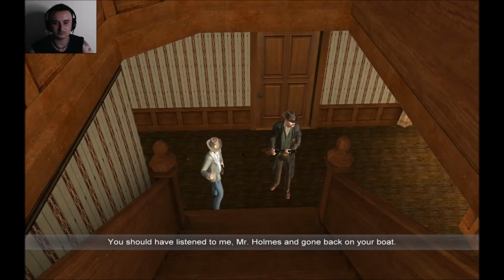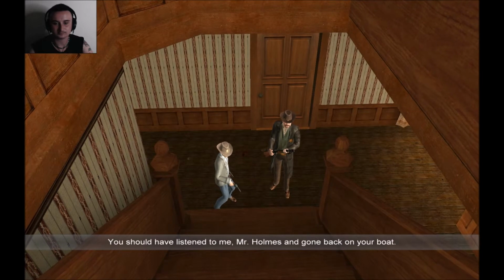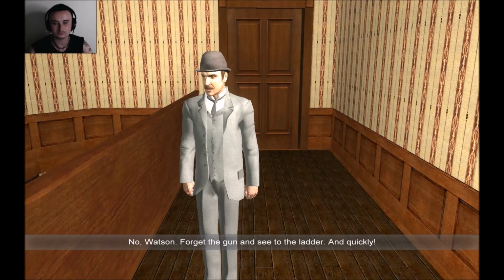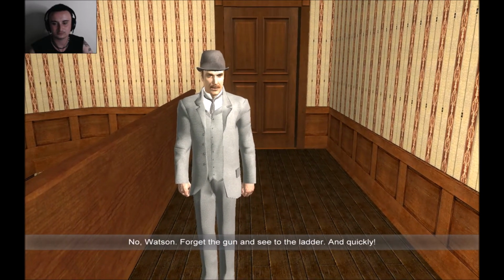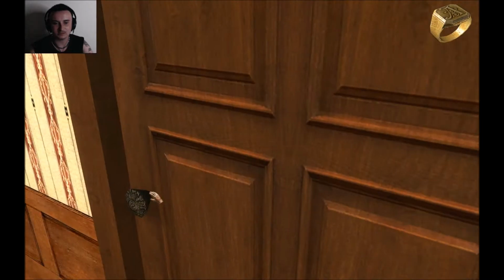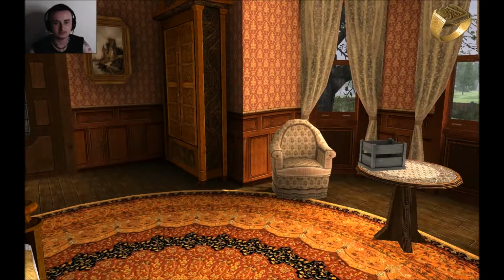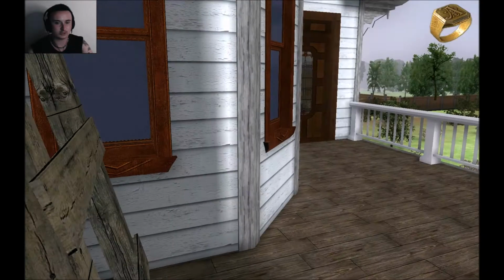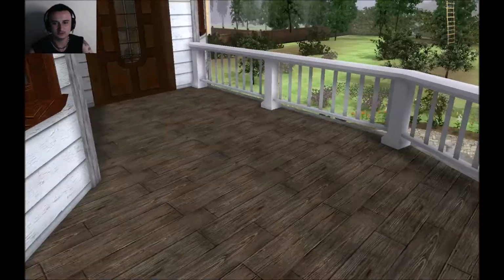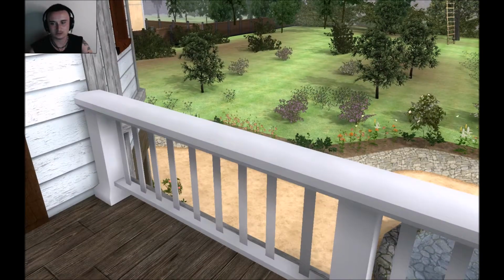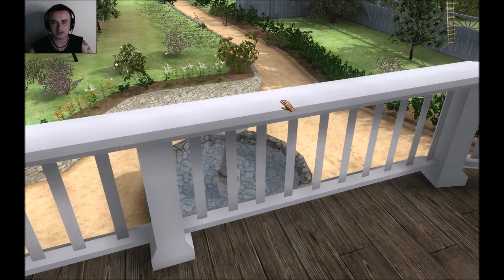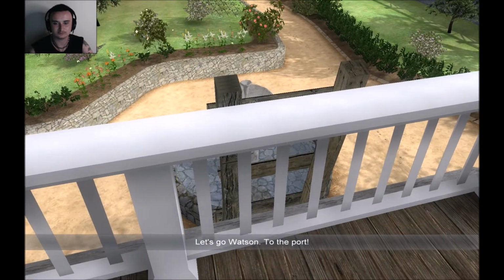You should have listened to me, Mr. Holmes, and gone back on your boat. It's the sheriff. Quickly, load the rifle, Holmes. No, Watson. Forget the gun and see to the ladder. And quickly. See to the ladder. We'll grab the ladder and use it. And let's go, Watson, to the port. To the port.